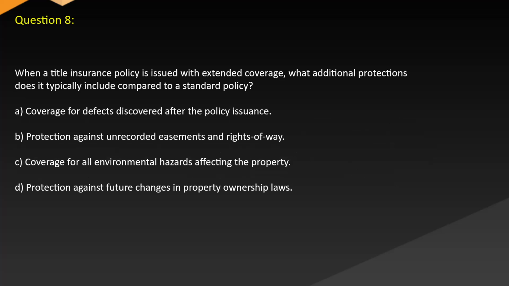Question 8. When a title insurance policy is issued with extended coverage, what additional protections does it typically include compared to a standard policy? A. Coverage for defects discovered after the policy issuance. B. Protection against unrecorded easements and rights-of-way. C. Coverage for all environmental hazards affecting the property. D. Protection against future changes in property ownership laws.